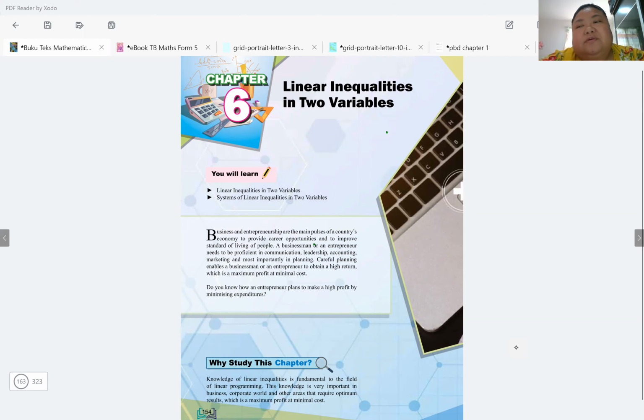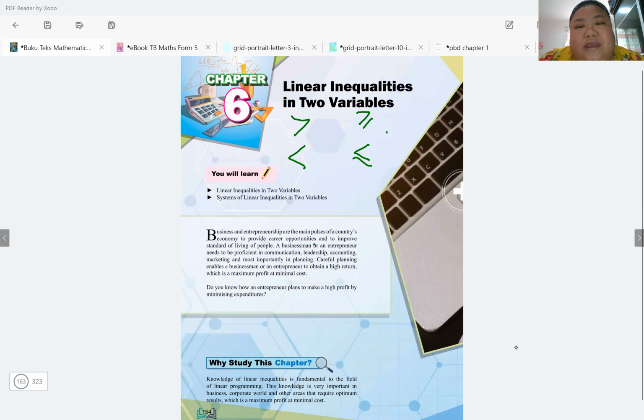Linear, we know, usually the highest degree for the value of the variable in a linear equation is 1. And then what is an inequality? In inequality, we use a few symbols: greater than, less than, and also greater than or equal to, or less than or equal to. So these four symbols.